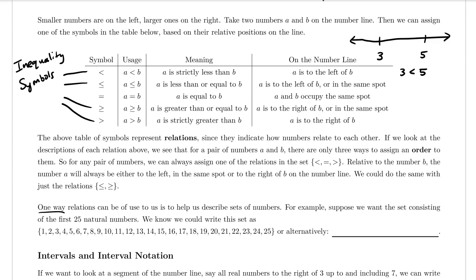So alternatively, we could write this as the set where x is a natural number such that 1 is less than or equal to x, which is less than or equal to 25. And then I'm going to close my curly bracket. So instead of having to list out every single element, this is a much more compact, efficient way of writing that same set. And so we'll see more examples of this later on.